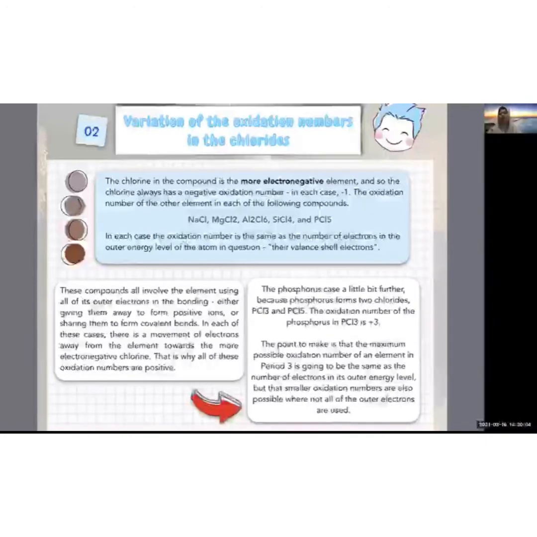Take the phosphorus case a little bit further, because phosphorus forms two chlorides, PCl3 and PCl5. The oxidation number of the phosphorus in PCl3 is +3. The point to make is that the maximum possible oxidation number of an element in period 3 is going to be the same as the number of electrons in its outer energy level, but smaller oxidation numbers are also possible where not all of the outer electrons are used.